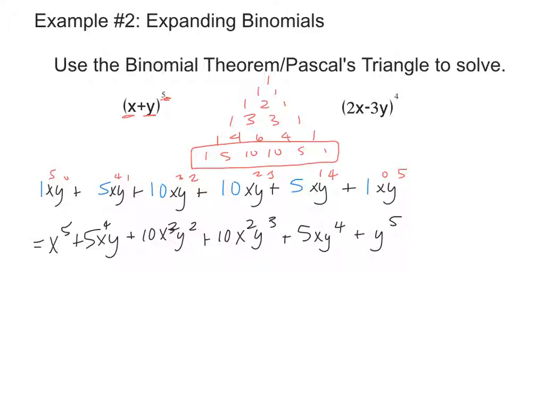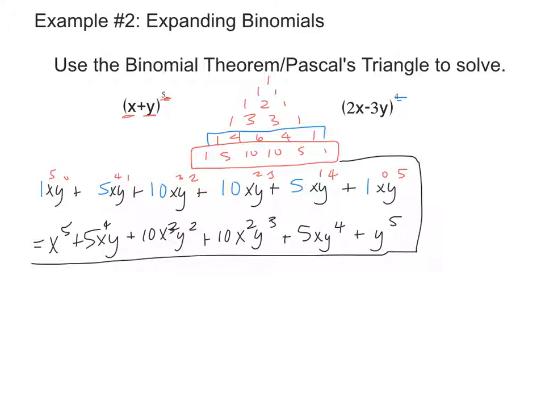All right, so then to do the next one, I'm going to see if I can do this without erasing anything. For this one, it's asking for the fourth row. So we need to use this information here. If I just write out that information, that's going to be 1, 4, 6, 4, 1. I'm going to write 2x and negative 3y for all of them.